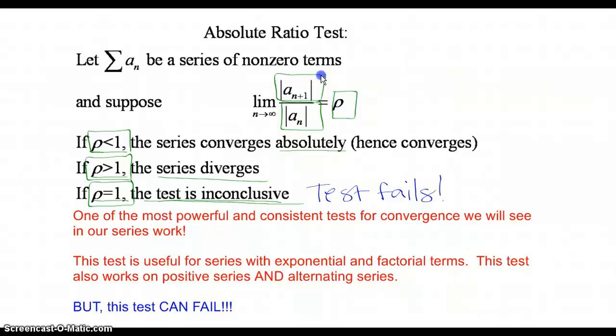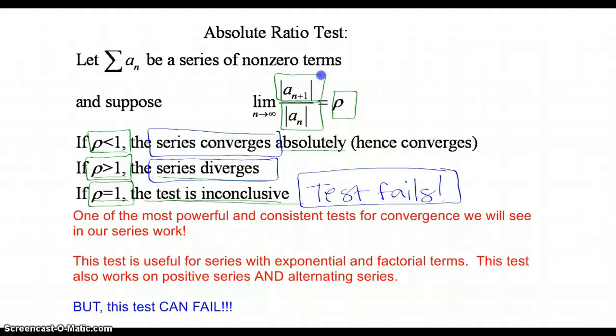However, this is one of the most powerful and consistent convergence tests that we will see in all of our series work. By far, this is the most common test we will run. Let me say that in PMAC language. Know this test. Know the results of this test. Know what results are required for convergence. Know what results are required for divergence. Know what result gives you a failed test so that you have to go find another test.